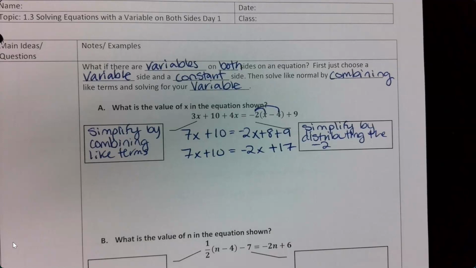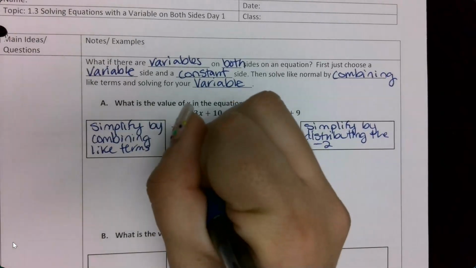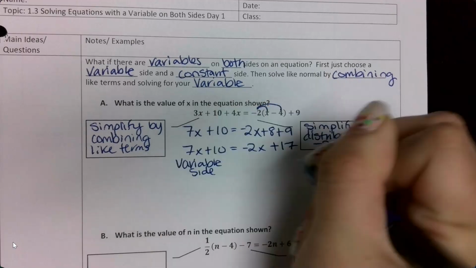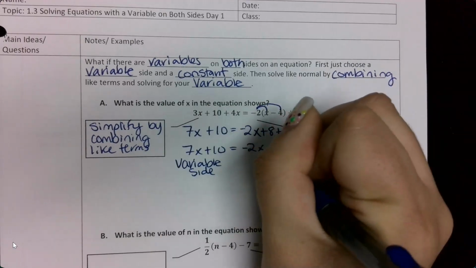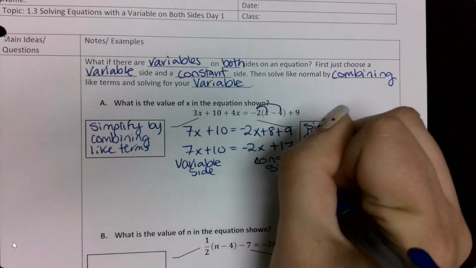So which side do you want me to move all my variables to? Do you want me to move them to the left side? Left side? So I'm just going to make myself a note. This is going to be the variable side. And this is going to be my constant side. Remember, constant means numbers.